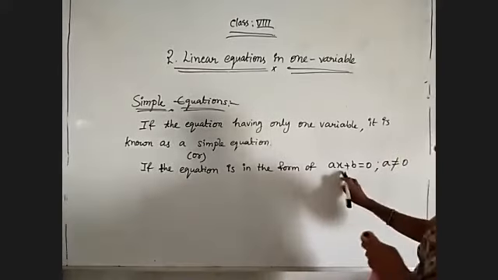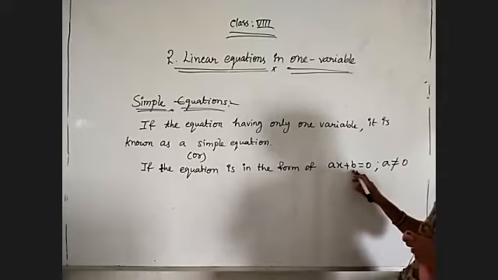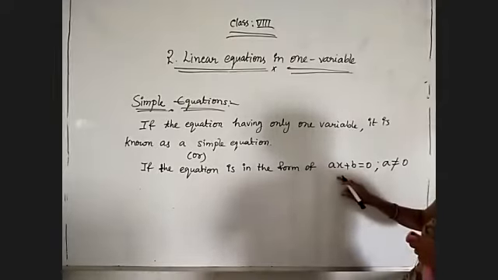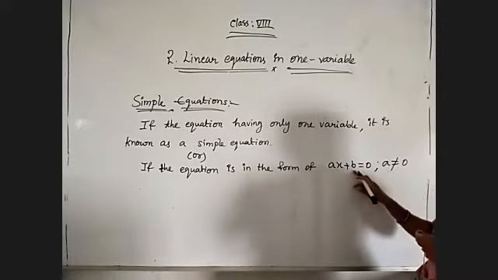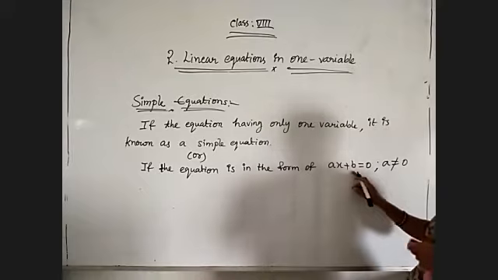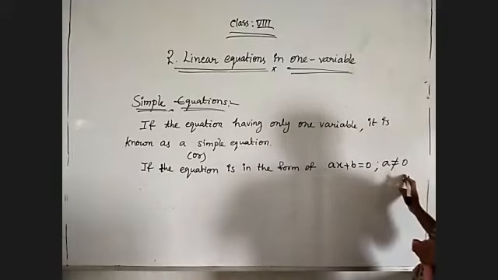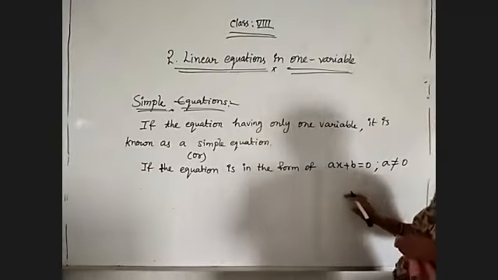Why? Because if a is 0, the x term will become 0. Only one term will remain, and the variable is not there. Then we can't say it is a simple equation. For that case, a is not equal to 0. If b is 0, no problem. So ax plus b is equal to 0 and a is not equal to 0. Such a type of equation is known as a simple equation.